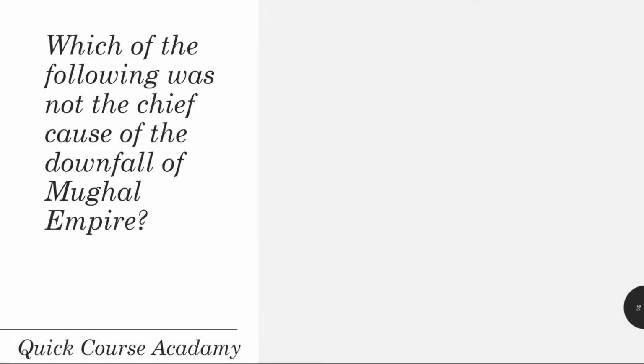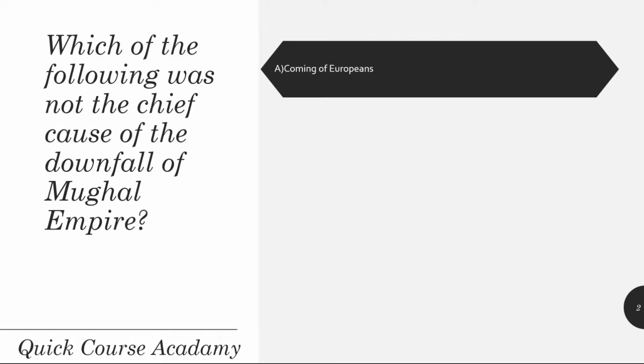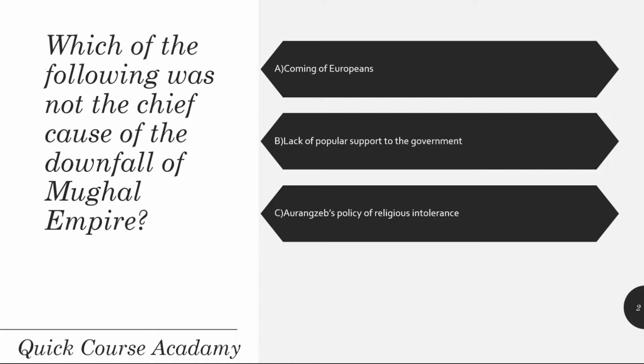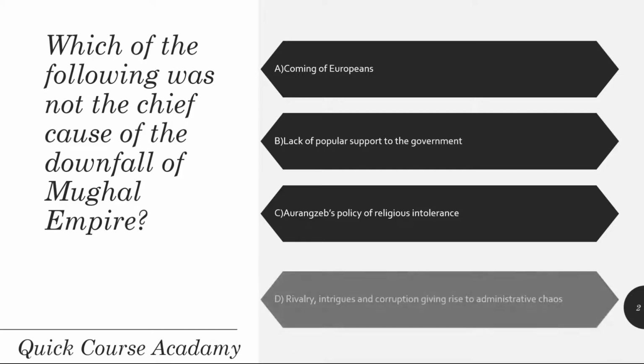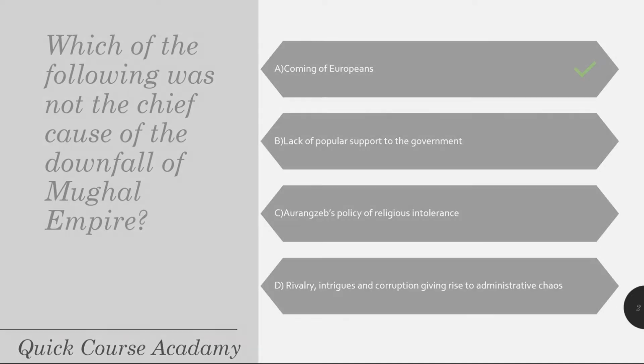Which of the following was not the chief cause of the downfall of Mughal Empire? Coming of Europeans, lack of popular support to the government, Aurangzeb policy of religious intolerance, or rivalry, intrigues, and corruption giving rise to administrative chaos? And the correct answer is coming of Europeans.